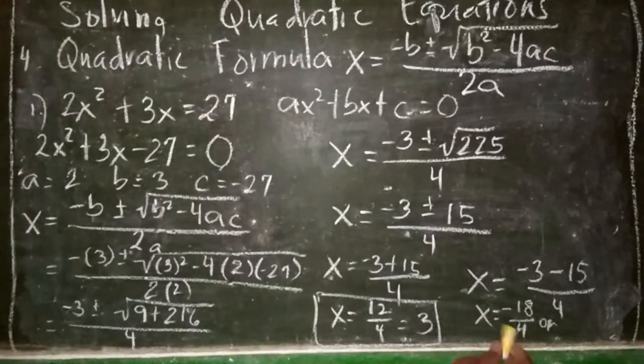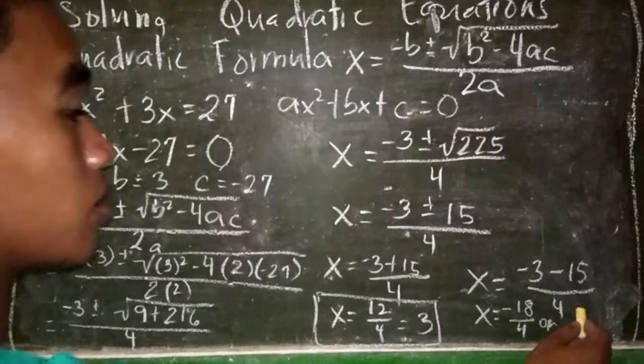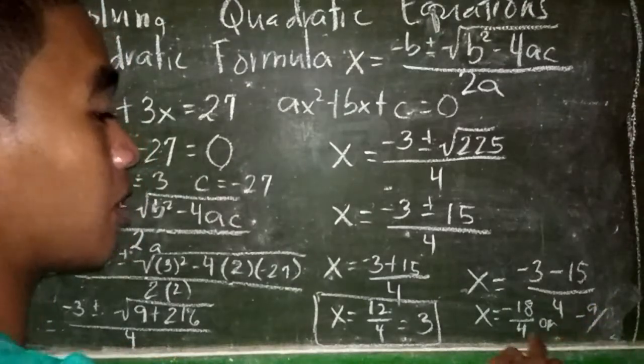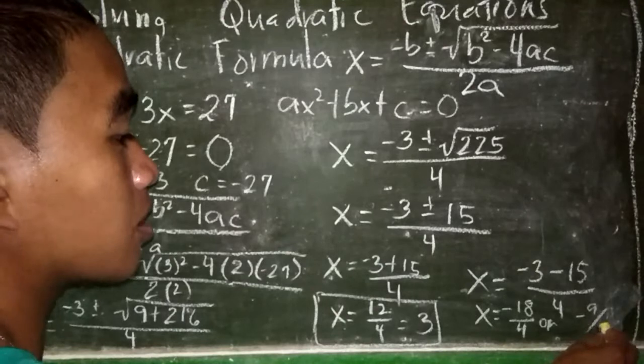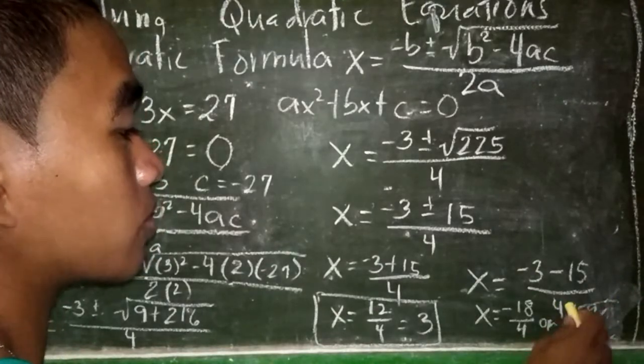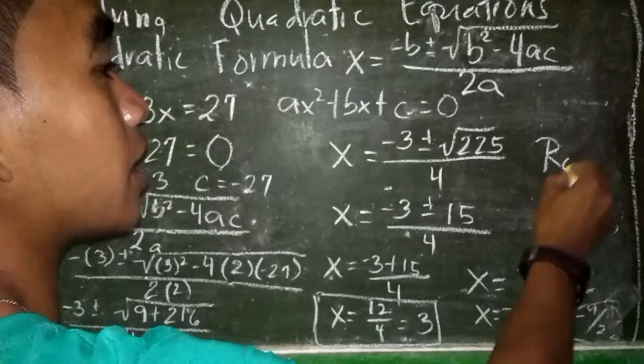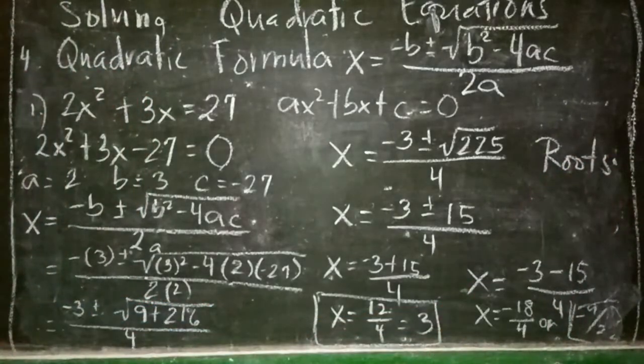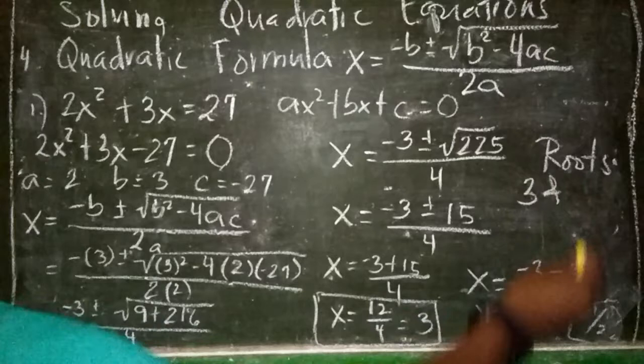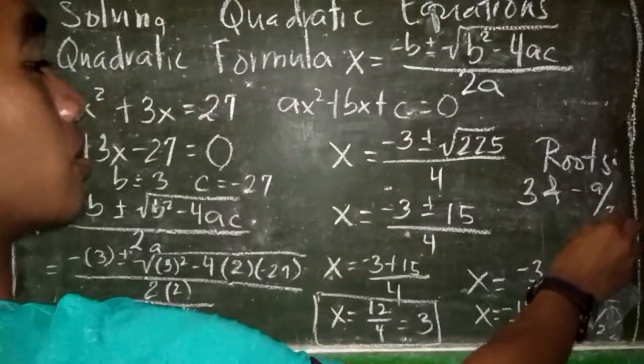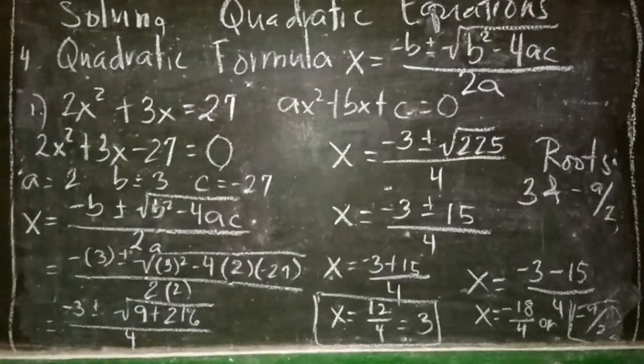Okay, so ano ang GCF ng negative 18 and 4? That is 2. So, negative 18 divided by 2, negative 9. Then 4 divided by 2, that is 2. Okay. So, yung roots natin would be 3 and negative 9 over 2. Okay. So, that is how you're gonna use quadratic formula in finding the roots or solution of a quadratic equation.